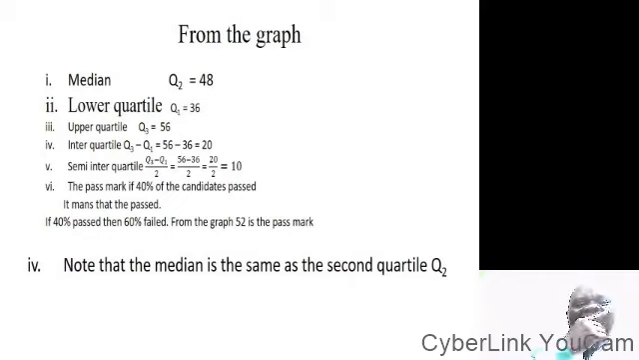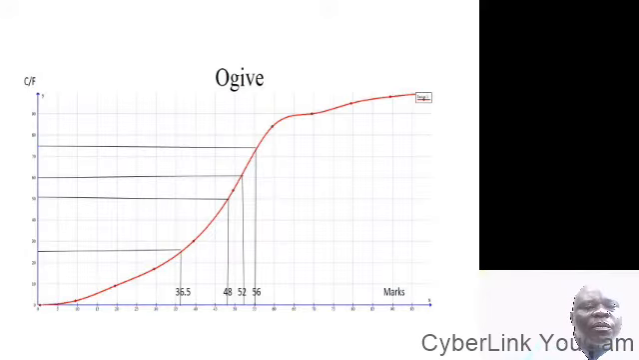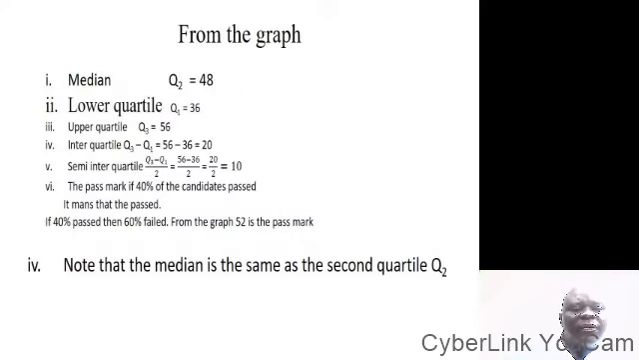Now from that 60, go to your graph again, just trace it across to the ogive, and bring it down to the horizontal. Then at that point, we have approximately 52, sorry, it is estimated at 52. That is to say that the pass mark is 52. Anybody that scored below that fails.